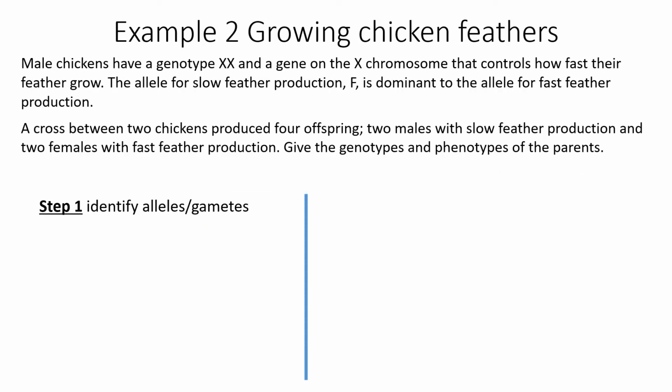The second example we're going to look at is with chickens and the speed of feather growth. The question says that male chickens have a genotype XX. As soon as you see that in any A-level question, you should immediately write down the male and female phenotypes. So XY is female, and in this case XX is male.